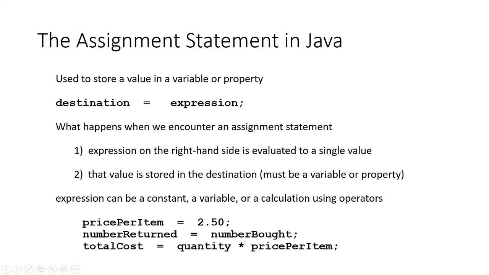And the left-hand side must be a variable or a property. The expression on the right-hand side could be a constant, it could be a variable, or it could be a calculation using operators. So here we have a constant on the right-hand side. That exact value is stored in price per item. Here, number bought on the right-hand side, we would look up the current value of that property, and whatever that value is, we would store it in number returned. So we would copy that. After this, those two properties would have the same value.